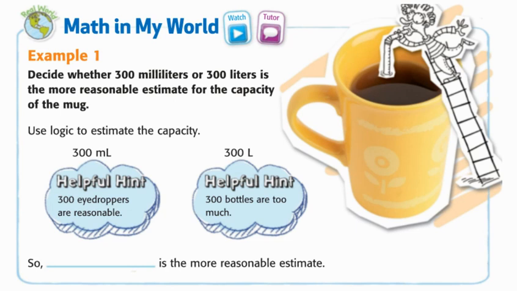So here we are deciding whether 300 milliliters or 300 liters is the more reasonable estimate for the capacity of the mug. So we're going to use logic here, which means we're using what we already know. So 300 milliliters, 300 eyedroppers does seem reasonable for a mug this size, but 300 hydro flask bottles is way too much for a mug. So we know that 300 milliliters is the more logical explanation for the estimate. Now you'll notice the abbreviation for milliliters is a lowercase m and an uppercase L.